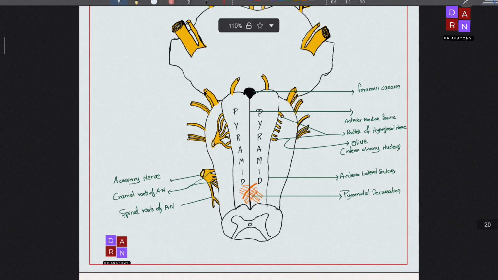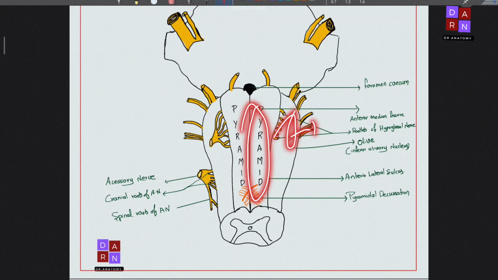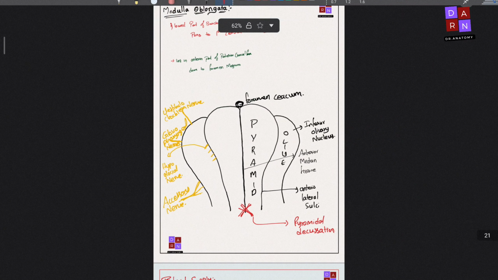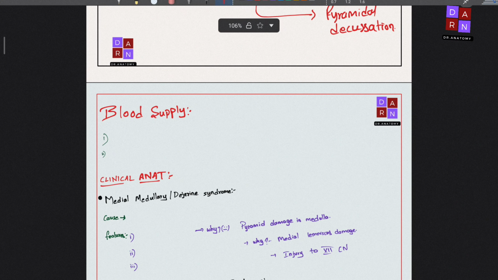See, this is your pyramid. This is the olive formed by the inferior olivary nucleus. These are the nerve rootlets of the hypoglossal nerve. Next we are going to discuss its blood supply.